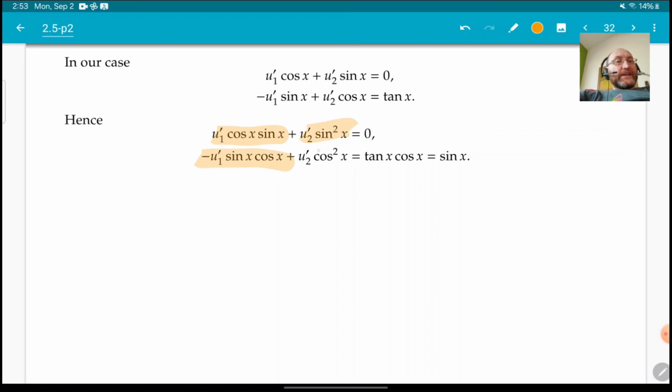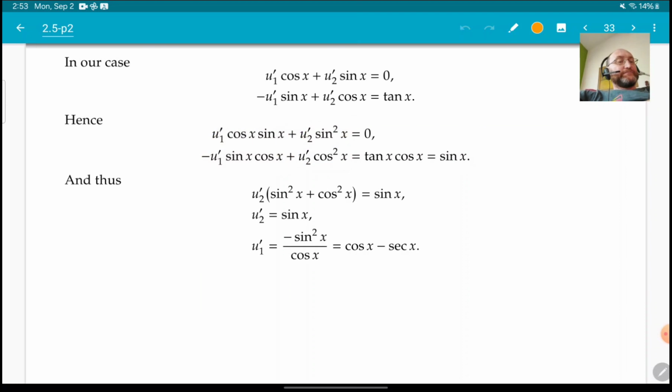So I will just add this plus this, and that is going to be equal to sine, right? This plus this, that's this guy, and sine squared plus cosine squared is 1, so that goes away. That's rather convenient. If it didn't, I would just have to solve it, and that's not a big deal. It's just that in this simple example, it's actually simple. So I just get that u2 prime is just sine, right?